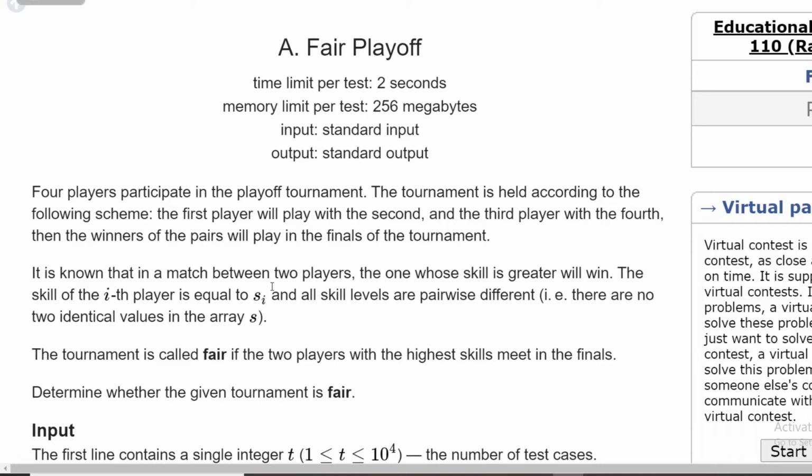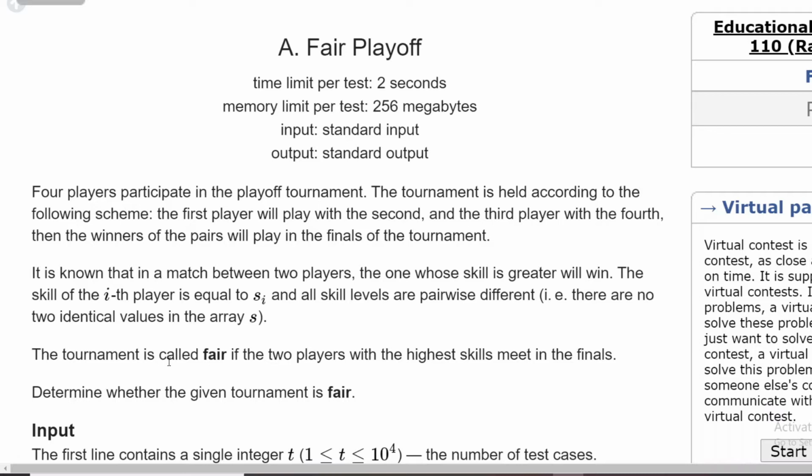The tournament is called fair if the two players with the highest skills meet in the finals. This line is very significant, as it says the tournament will be called fair if the player with the highest skill rating among all the skill ratings, and the player with the skill rating just after the highest, meet in the finals. If these two players meet in the finals, then this tournament is fair.